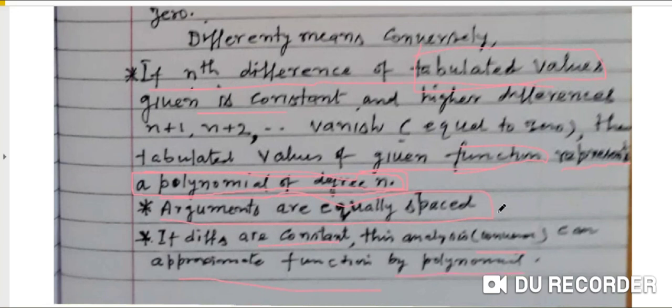So what are the two advantages of this fundamental property? The first advantage is that we can compute the missing values of the function or the tabulated values. The second is that the function is going to be approximated by the polynomial. In this way, we wind up this lecture, and if you have any queries we can take them.